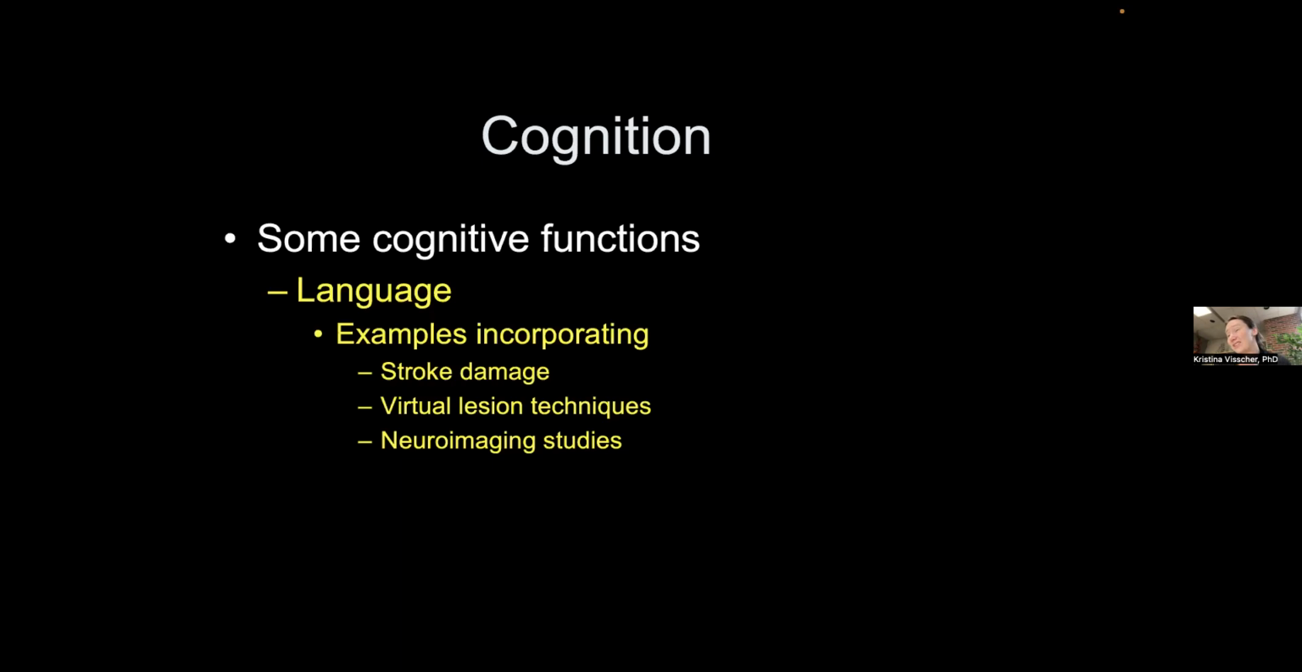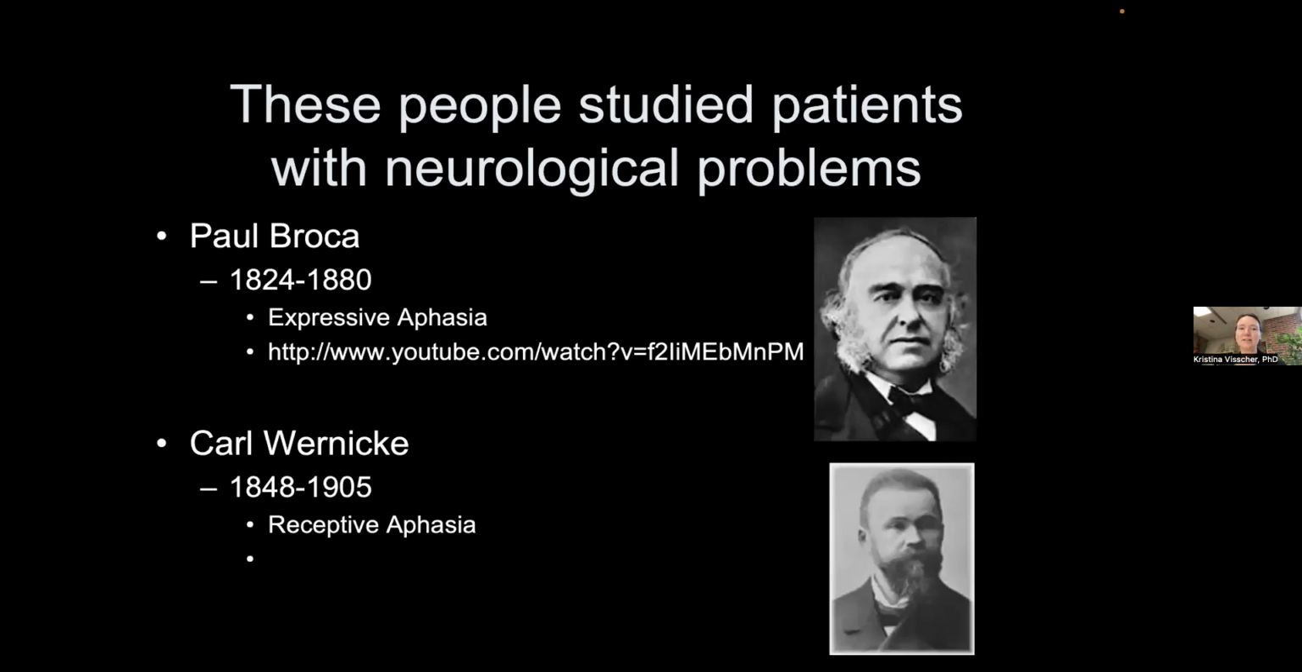We know a good deal about the neuropsychology of language. And how do we know that, right? We know this because of the work of people like Paul Broca and Carl Wernicke, who very carefully studied patients who had very specific problems with speech and then looked at their anatomy once they had passed away, right?